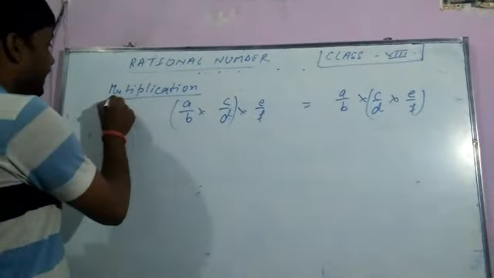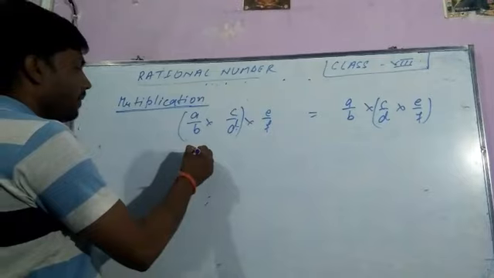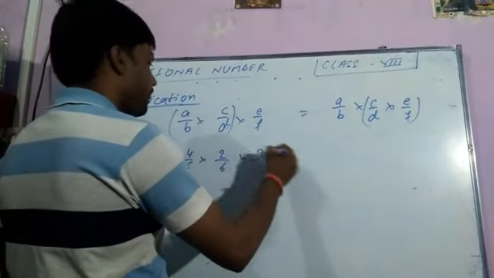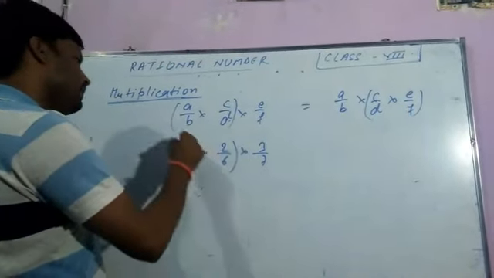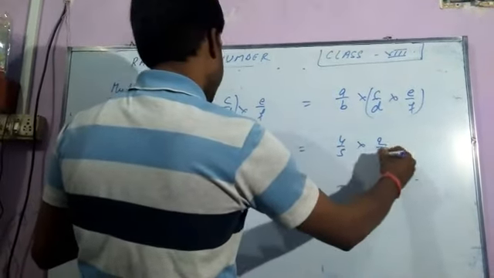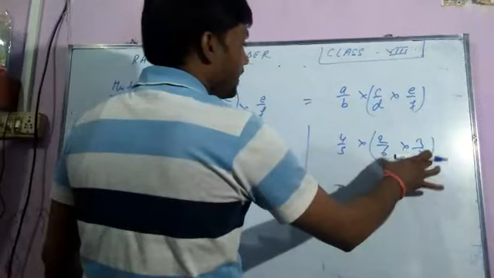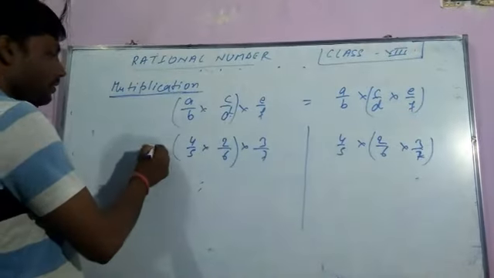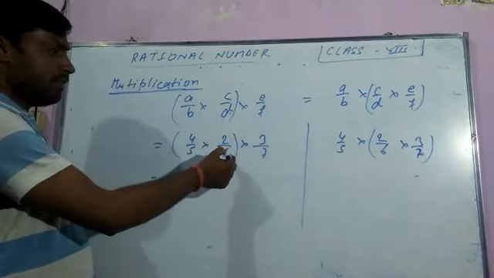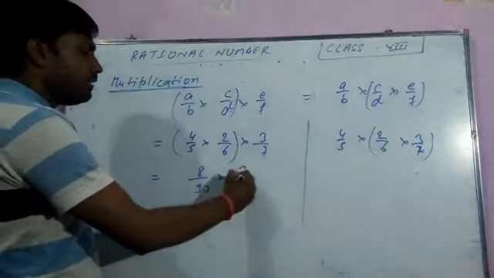Now we learn about multiplication. Does it follow the associative law or not? Take an example. 4/5 into 2/6 into 3/7. Just a/b into c/d will be in the bracket. Again 4/5 into 2/6 into 3/7, where 2/6 into 3/7 will be in the bracket. Now we solve one by one. 4/5 into 2/6, 4 twos are 8, 5 sixes are 30, into 3/7.